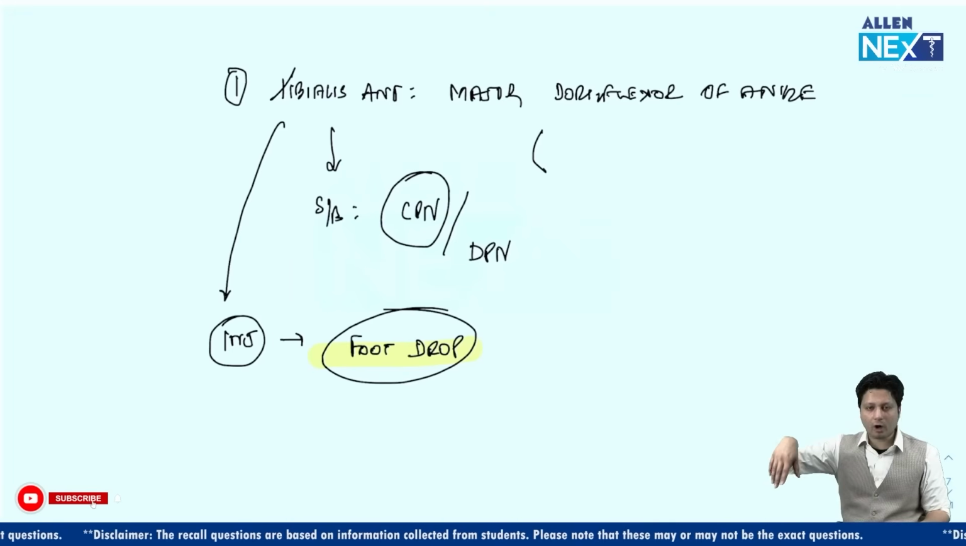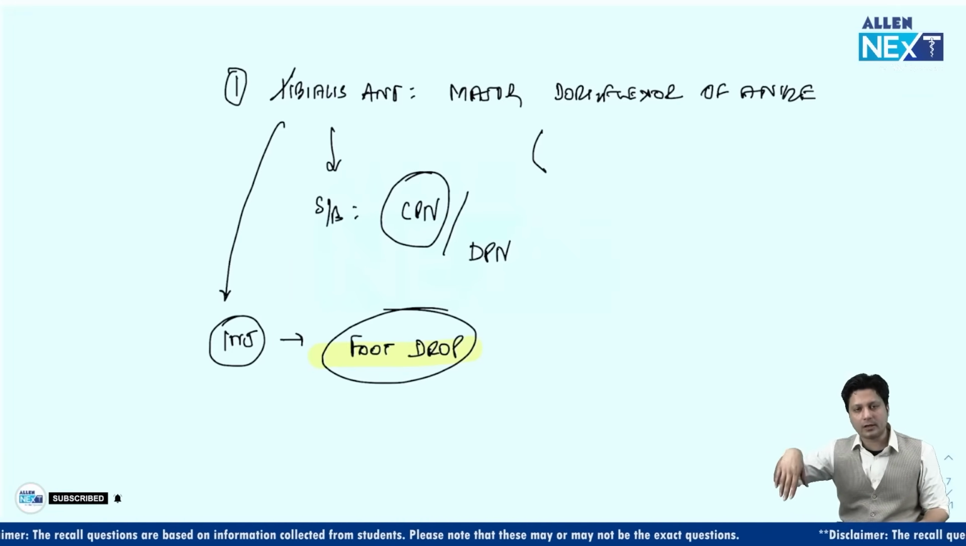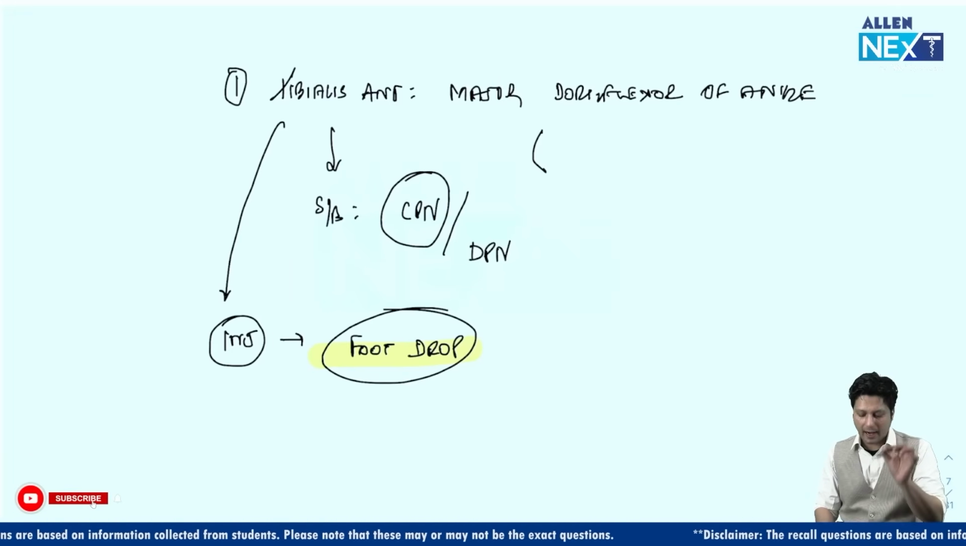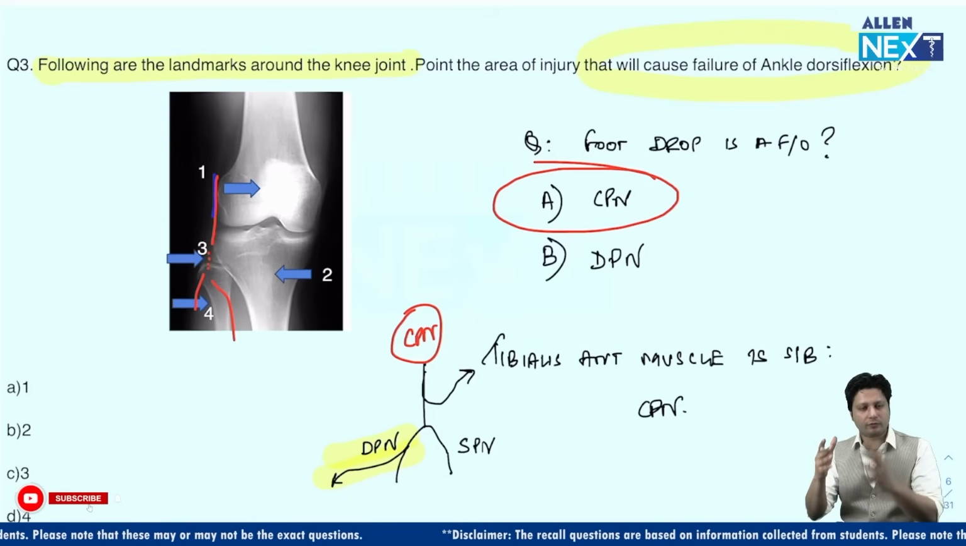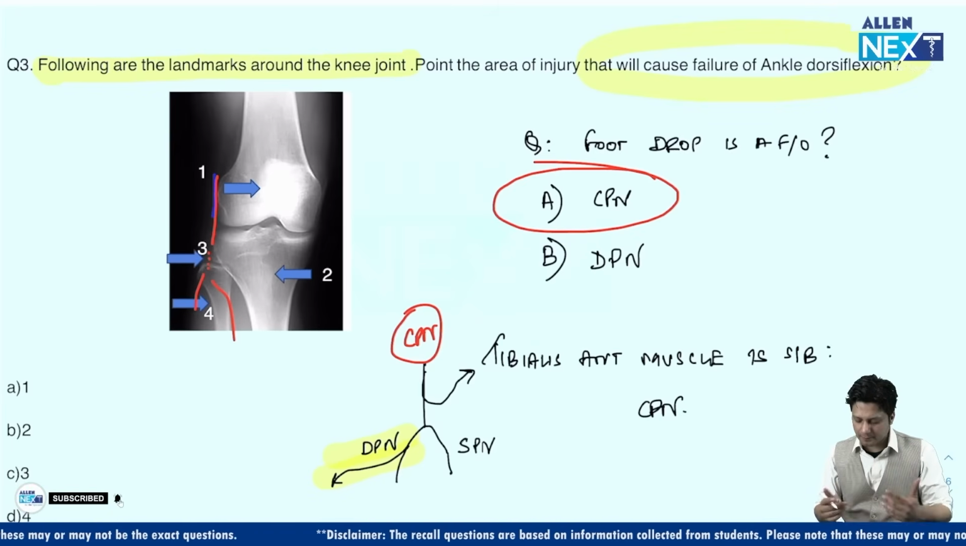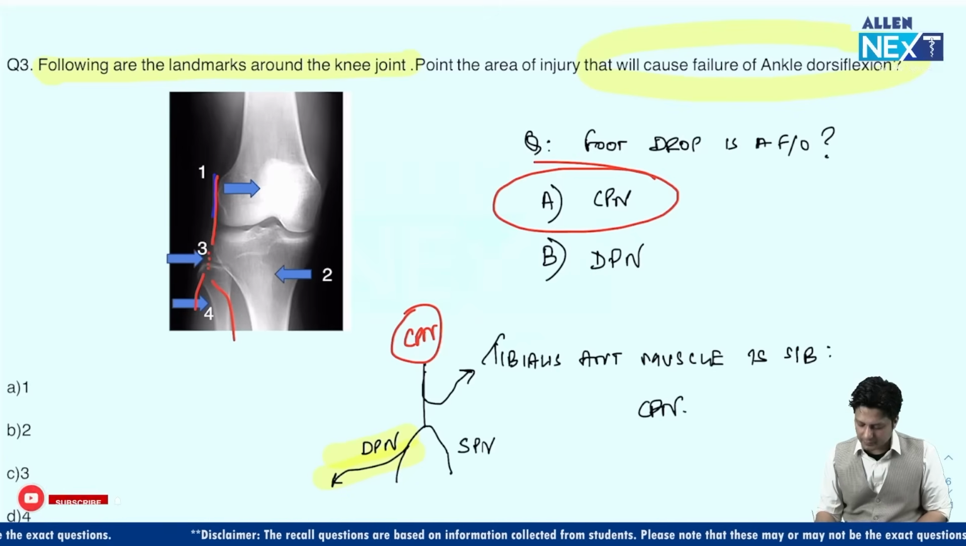All right. So foot drop is inability to extend or dorsiflex the ankle, and it is because of tibialis anterior palsy. As the anatomical perspective of this particular question we have already discussed. So the answer for this question goes to 3.